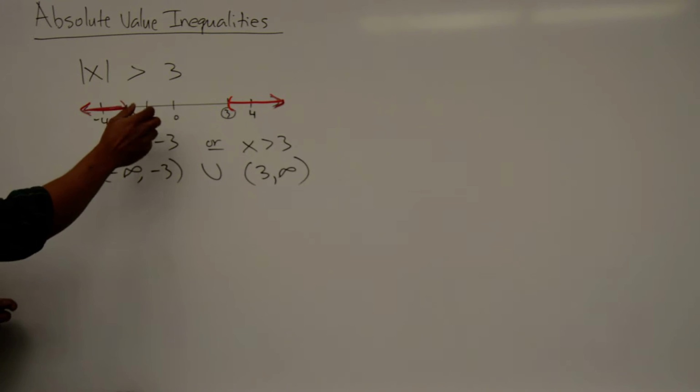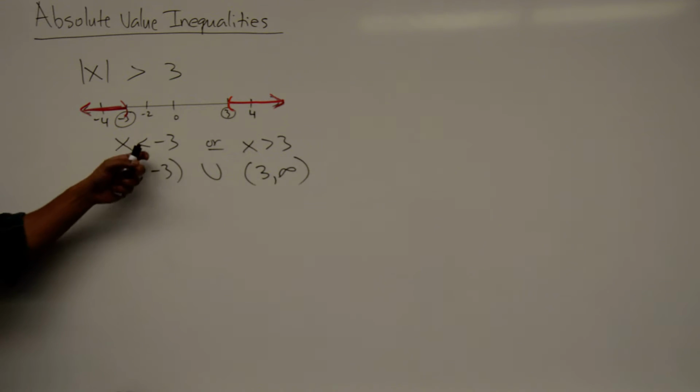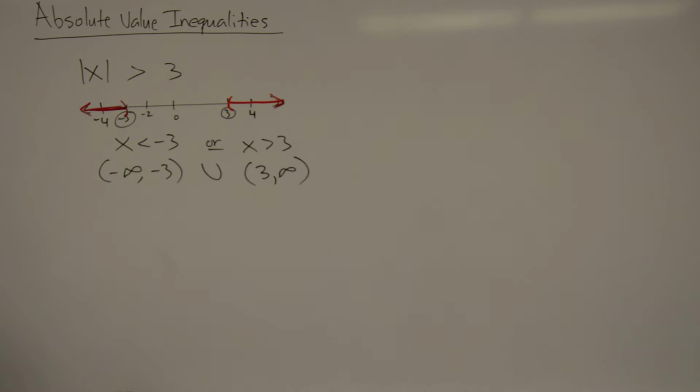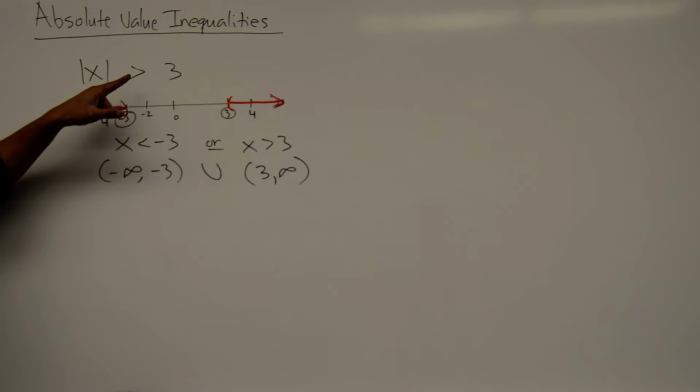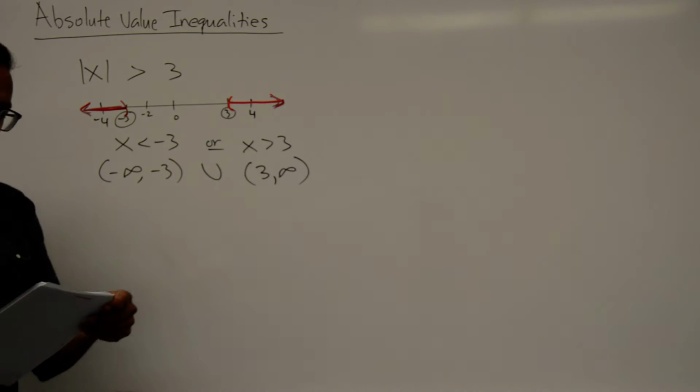You flip the sign, you flip the inequality, you change the sign from a 3 to a negative 3, and those become your 2 inequalities. Okay? But I want you to understand, this is asking which numbers are more than 3 spaces away from 0. Alright. Let's do another problem.